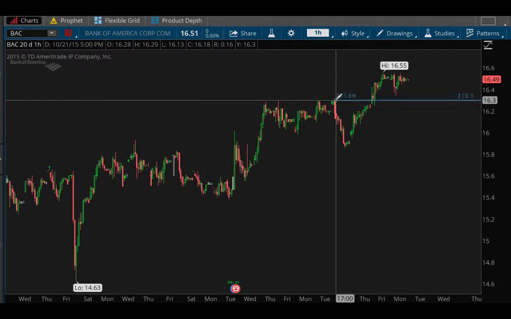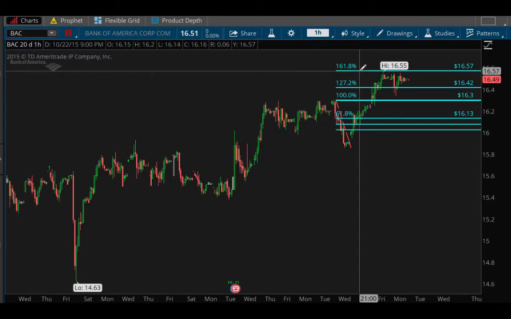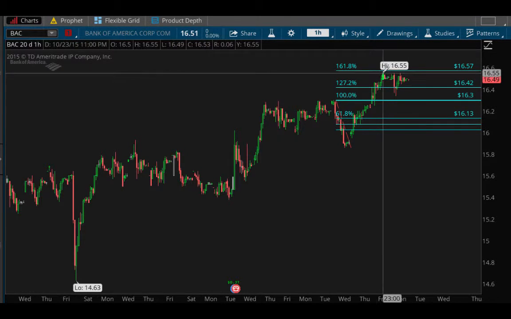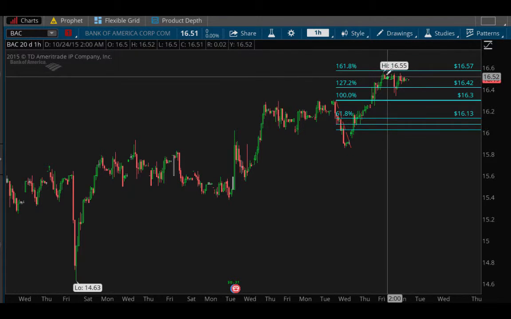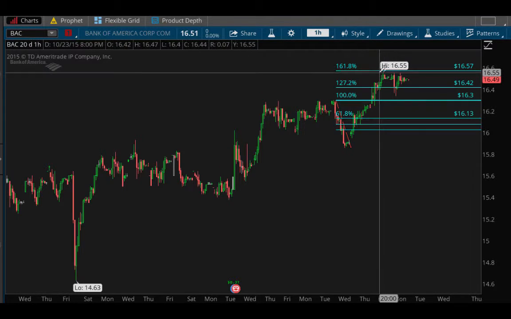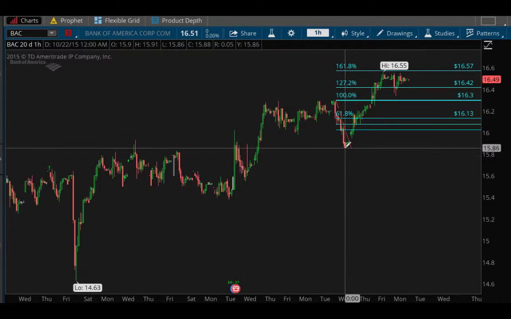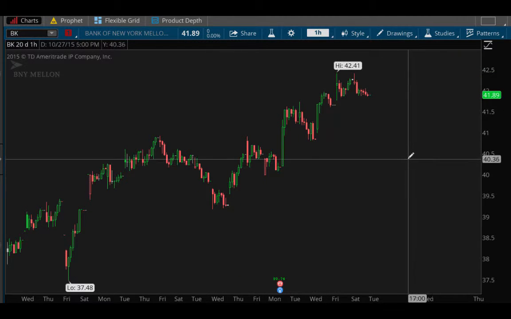Here's another example, going from high to low, swing high to low. We have a 161.8 at 16.57. The high was 16.55. So you can see here that the high itself was going to be within 2 pennies of the actual top of the 161.8. So that gives you a nice good area of where you could get out for this trade. And you would make, if you had gotten in at the consolidation period right here, that would have been 40 cents on your trade. Here's another example on an hourly chart.